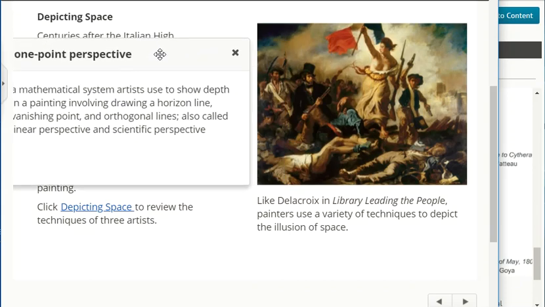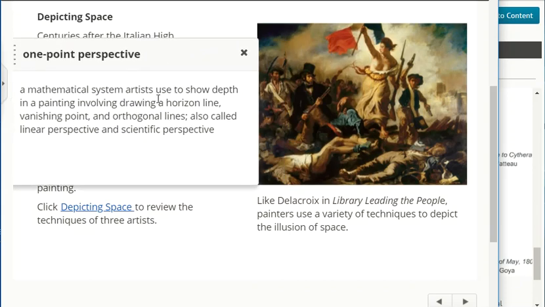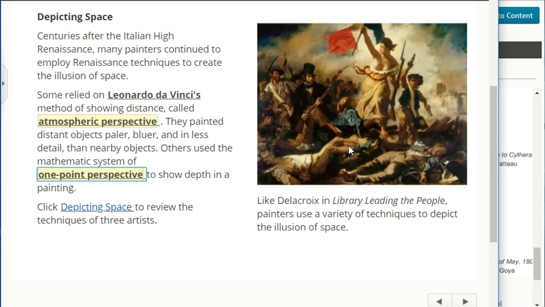One-point perspective, this was the mathematical system artists used to show depth in a painting, involved in drawing a horizontal line, vanishing point, and orthogonal lines, also called linear perspective and scientific perspective, which we don't see so much in this painting. But when we see a painting that has that one-point perspective, I will share that with you.